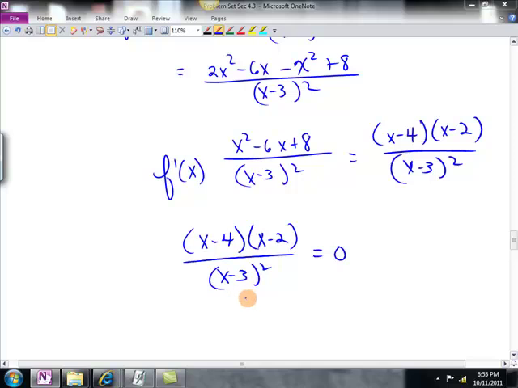what are our critical numbers? They're actually 4 and 2 and 3. 3's just going to be discontinuous. There's going to be a hole there in the original because it's on the bottom of this. But when we're solving this, it does go away. And so you get x equals 4, x equals 2, x equals 3. Because critical numbers are where the first derivative is equal to 0 or the first derivative does not exist. And that's that case. So here's your critical numbers.